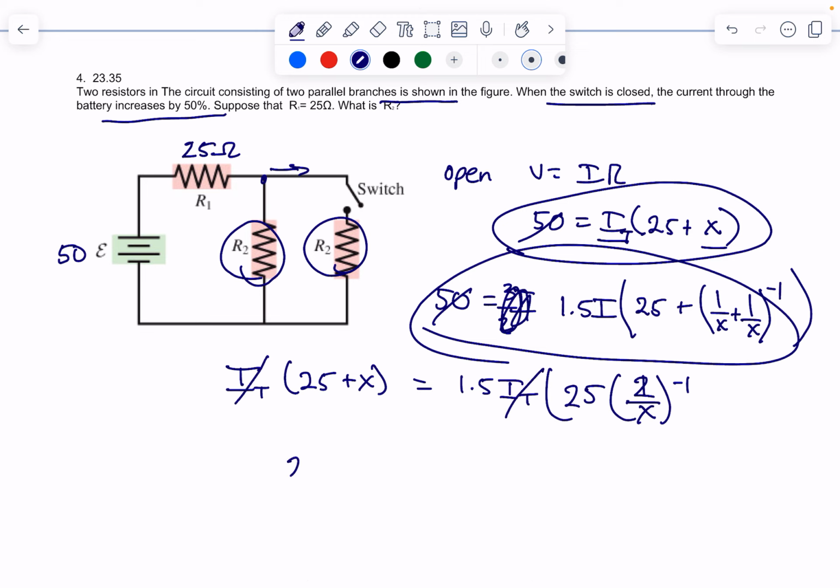So I can say 25 plus X equals 1.5, and then this would be 25, this should be a plus here, times the quantity 25 plus X over 2. And I solve for X, and you'll get the right answer.